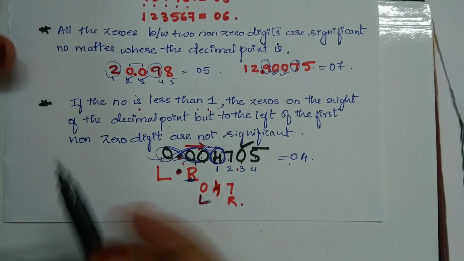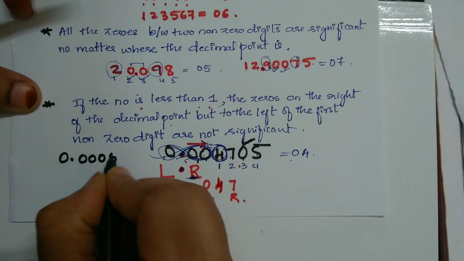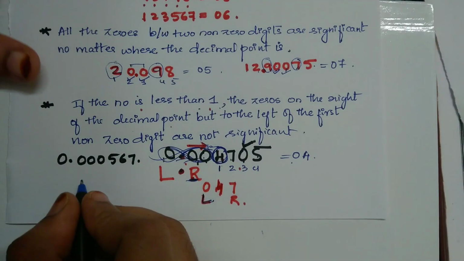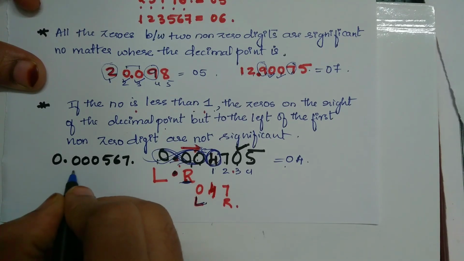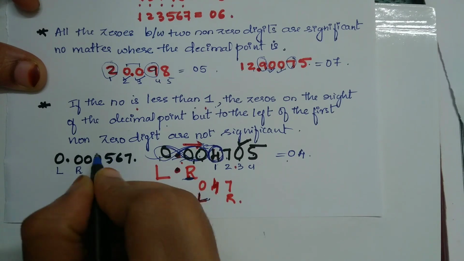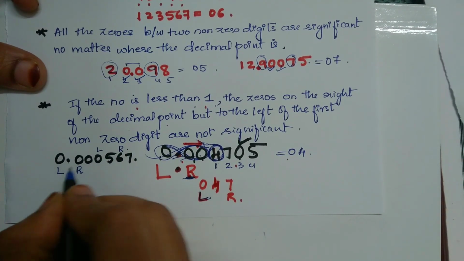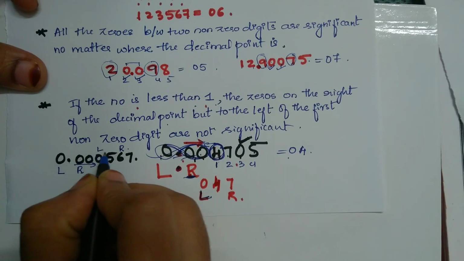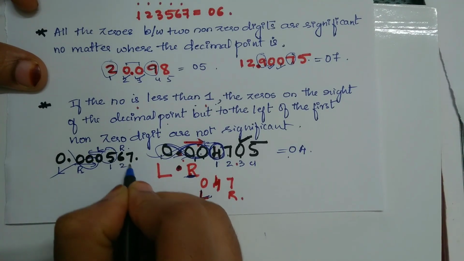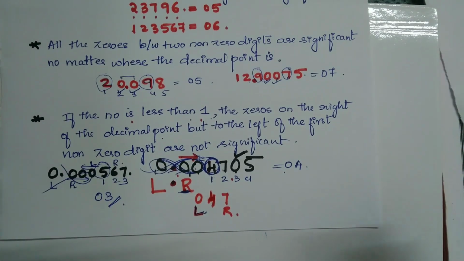Another example we can take, suppose you have 0.000567. Okay, in this apply the rule. What the rule says, we have here to the right, this is left of the decimal point. This is the first non-zero. For this non-zero, this is left, again this is right. So the zeros to the right of the decimal point and to the left of the first non-zero are not significant. So therefore 1, 2, 3. 3 is the number of significant figures for this. Hope you have understood the third rule.